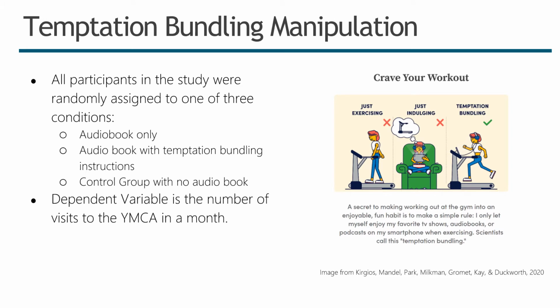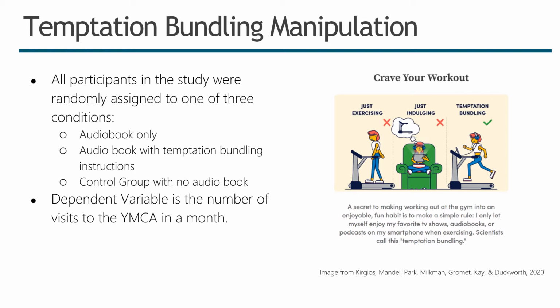In this study, we're going to have 3 different groups. One group is going to receive an audiobook. The second group is going to receive an audiobook, but they're also going to receive instructions on temptation bundling. So they'll be given things like this cartoon off here on the right, where it shows them an idea about exercising, where you want to pair up exercising with something you really like to do, like watching TV shows or audiobooks or music. And then only do the things that you want to do when you're doing the thing you need to do, which is exercising. Right? So that's our second group. Our third group is a control group that receives no audiobook at all.